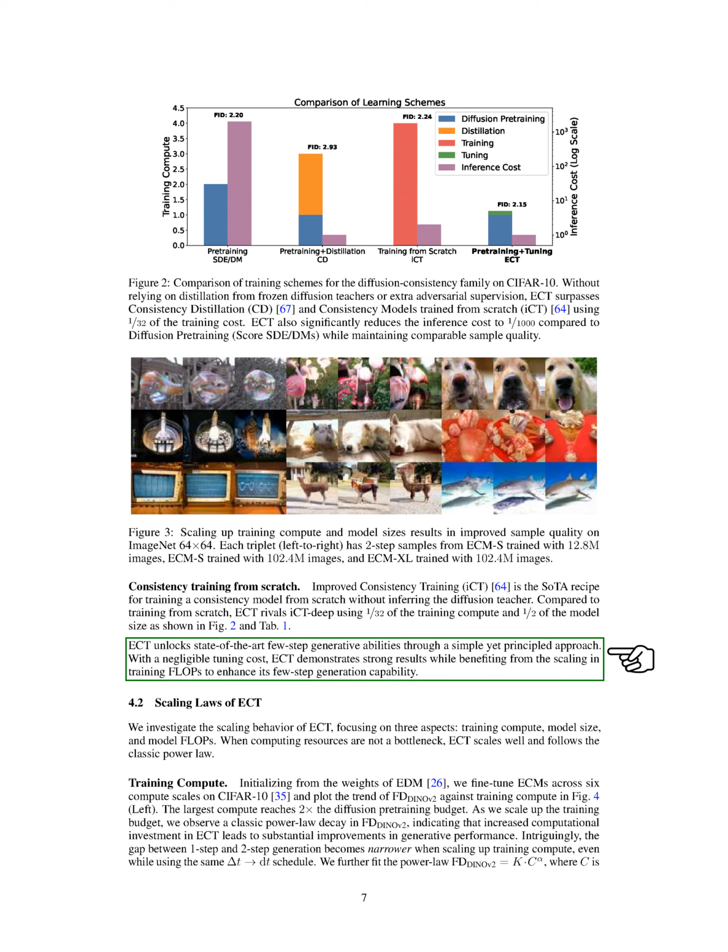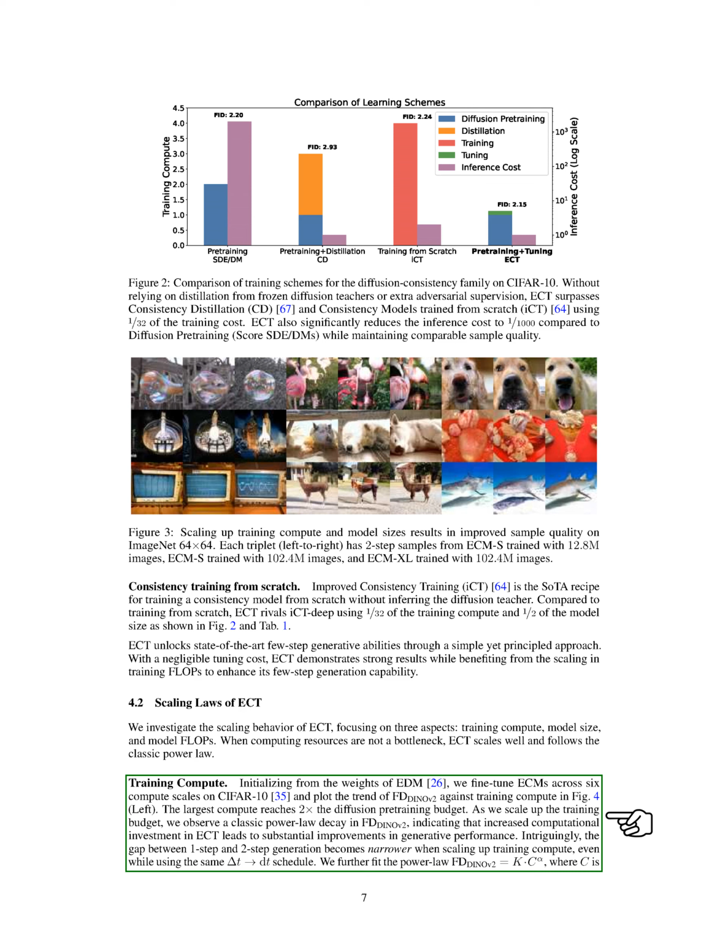We delve into the scaling behavior of ECT concerning training compute, model size, and model flops. ECT shows promising scalability, following a classic power law when computing resources are not limiting. By investing more computational resources in ECT, we observe substantial enhancements in generative performance. The gap between one-step and two-step generation narrows as training compute scales up, indicating improved performance.